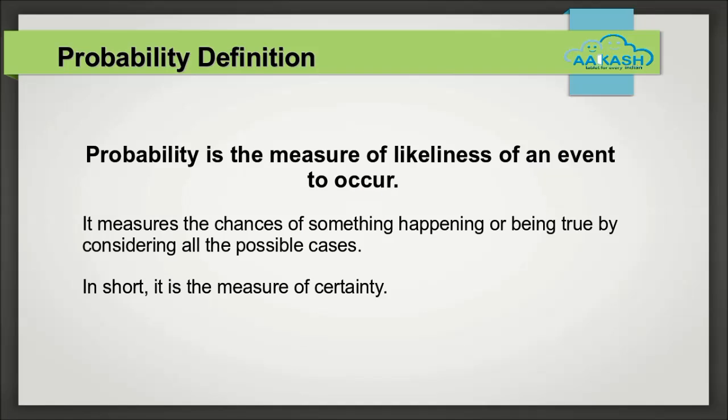Probability definition. Let's start with the definition. Probability by definition is the measure of likelihood of an event to occur. It is the consideration of all the possibilities and then mathematically finding the chances of each of the possibilities being true. Now, how do we consider all possibilities and measure their certainties? Let's find out with some examples.